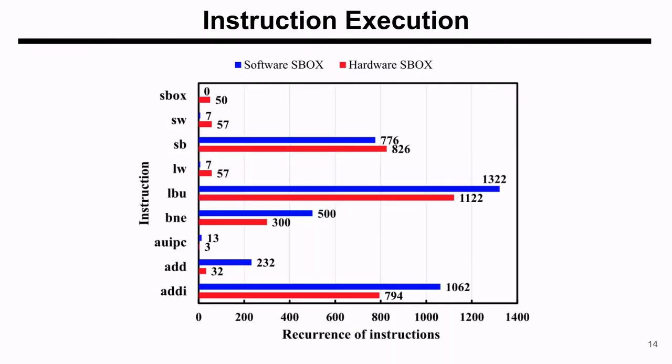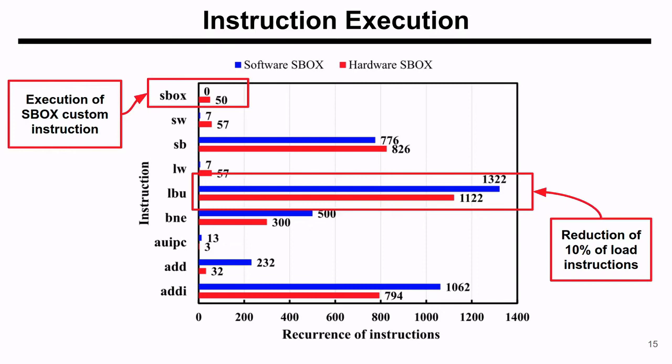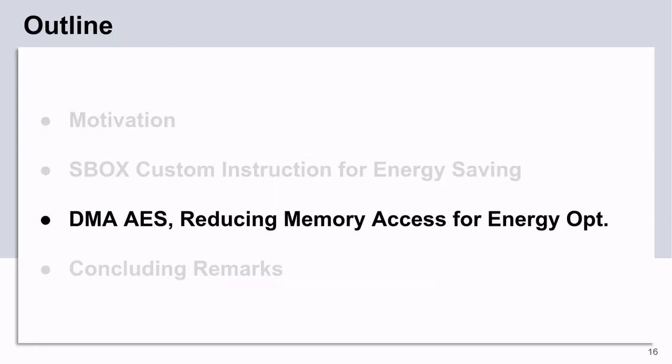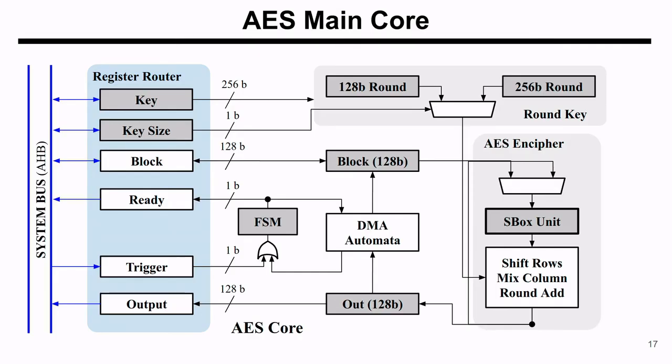We performed the instruction execution for analysis of memory access. By only accelerating the SBox, the memory access is reduced a little, but it's not significant, as the SBox only reduces about 10% of the load instructions. Due to this, we implemented a DMA AES for further reduction in memory access.